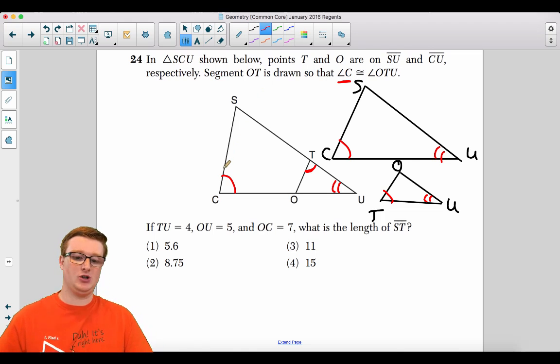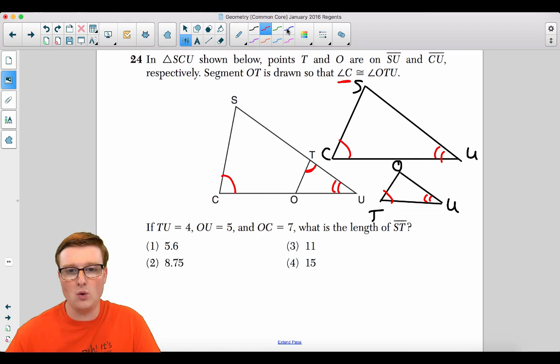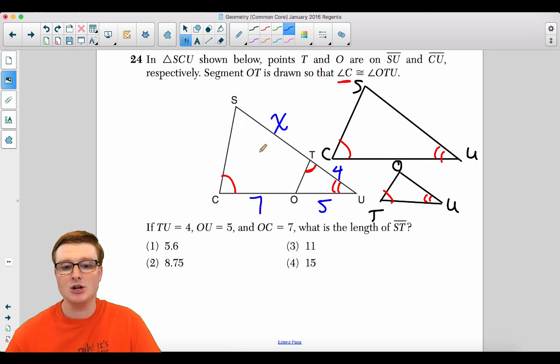Now let's actually read the question. If TU is 4, OU is 5, OC is 7, what is the length of ST? So they told us that TU is 4. Do we have a TU over here? Yeah, we do. That's 4. OU is 5. That's great. And okay, OC. OC is tricky.